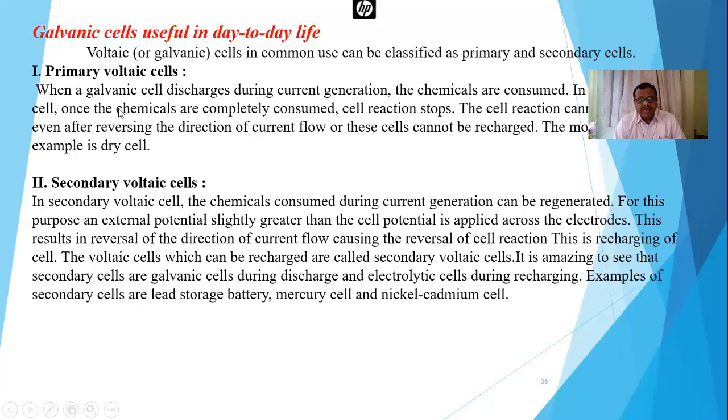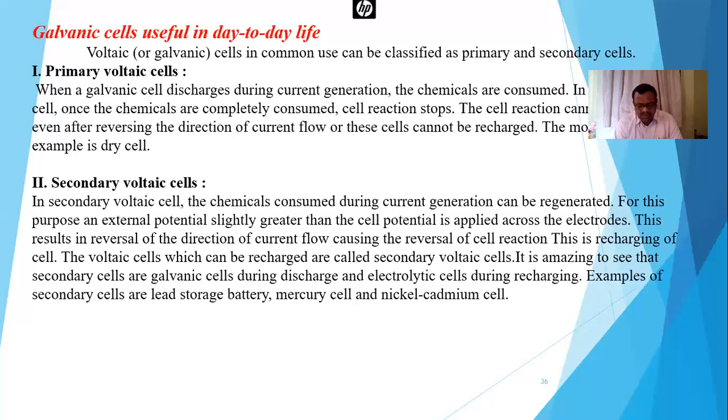When a galvanic cell discharges during current generation, the chemicals are consumed in a primary voltaic cell. In a primary voltaic cell, once the chemicals are completely consumed, the cell reaction stops.